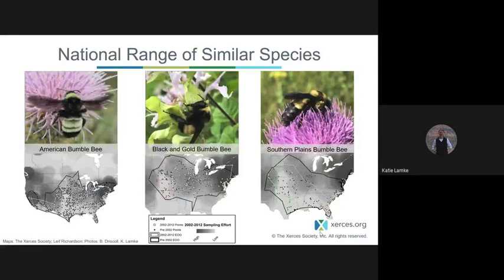So when we look at all 3 of these bees side by side and where they occur in the United States, the black line encompasses data points that have been collected before 2002, whereas the white line encompasses data that was collected between 2002 and 2012. And you can see that Pennsylvanicus is pretty widespread throughout the United States, with the exception of the Pacific Northwest. Black and gold bumblebee occurs pretty commonly throughout Nebraska, and southern plains is a less frequently observed bumblebee.